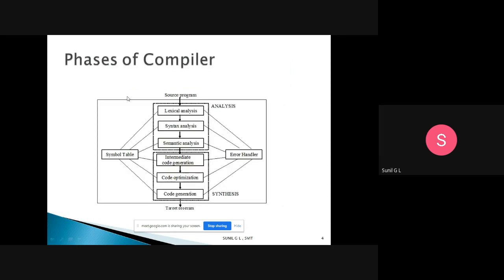Okay, so these are the phases of a compiler. In that we have lexical analysis, syntax analysis, and semantic analysis. These three we call the front end of the compiler, and intermediate code generation, code optimization, and code generation are the back end of the compiler. In the back end, intermediate code generation is the first phase. So this is the fourth phase of the compiler.